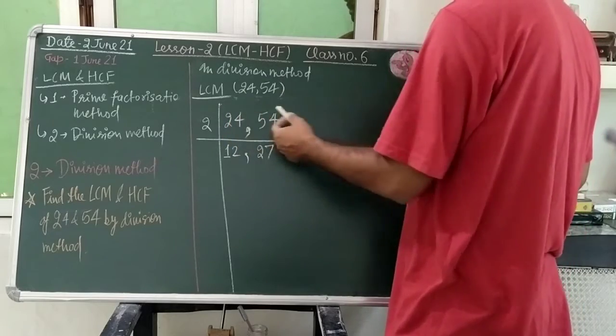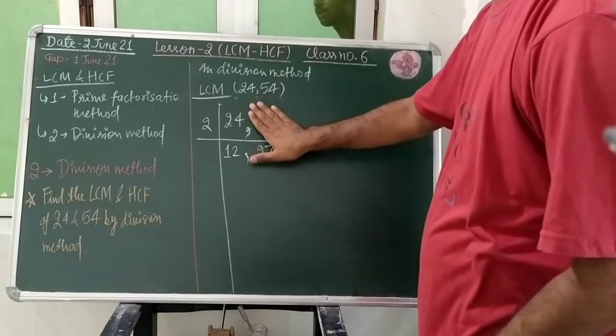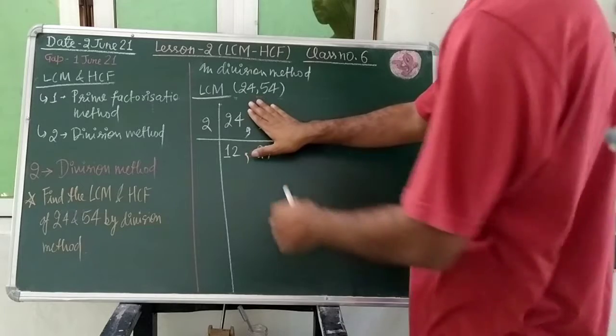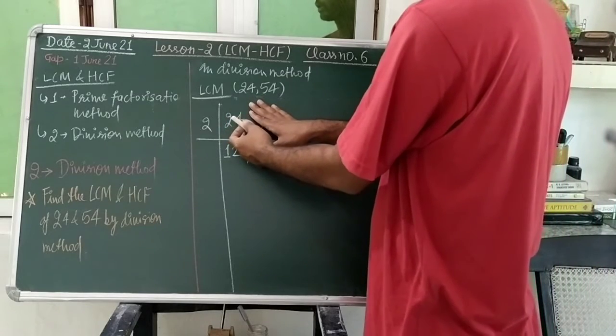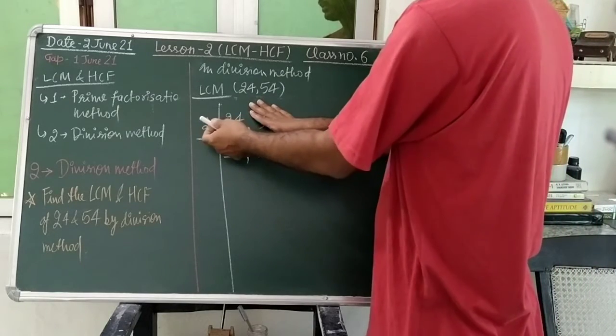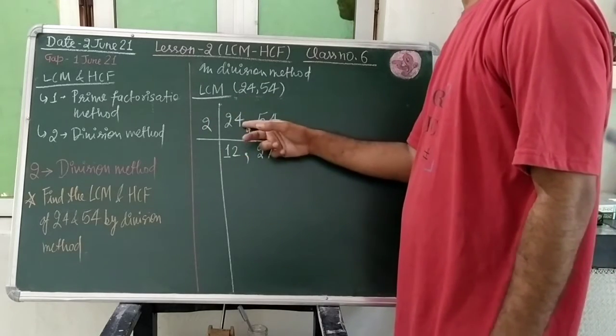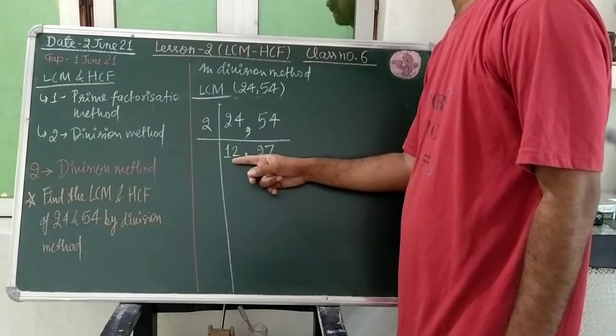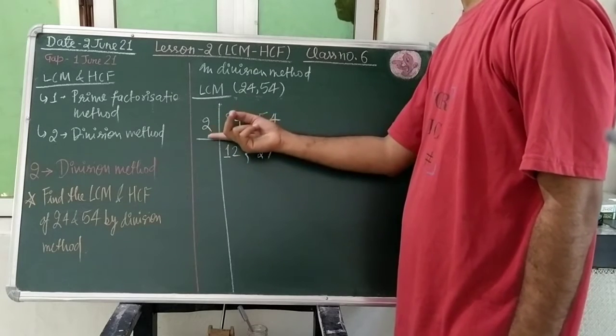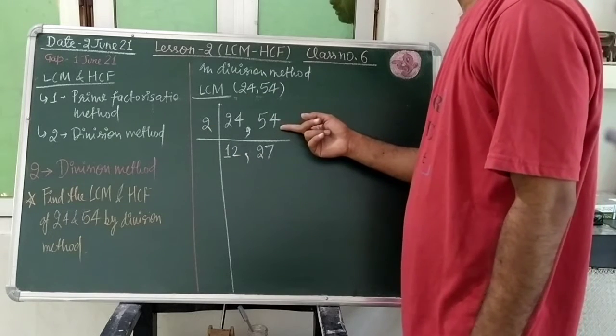So those two numbers we have selected, we will look at the first number. The first number is 24. Will 2 divide this? Yes, 2 will divide it. So 2 we will select here, and 2 will go 12 times to divide this 24, so 12 we will write here. And you will look that 2 is also going to divide this 54.